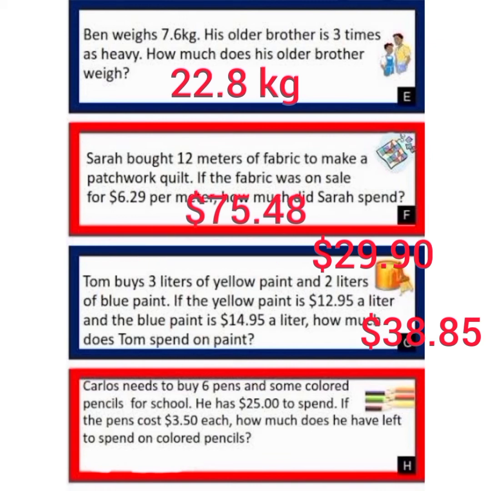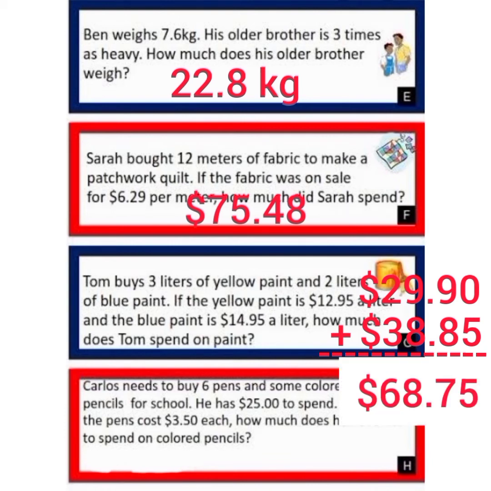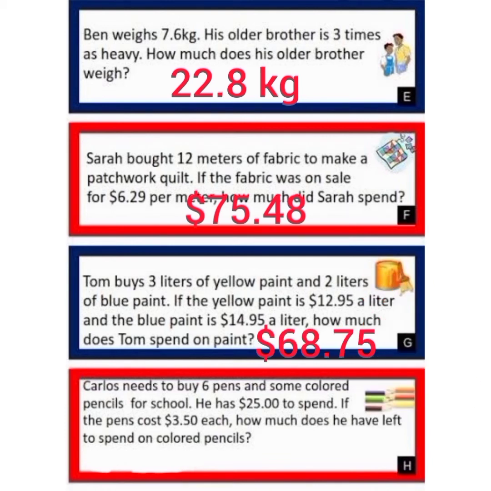Then we're going to take the 2 totals of the amount of paint he spent. So we're going to just basically add the 2 together. We're going to add $38.85 plus $29.90, and the total amount he spent was $68.75.